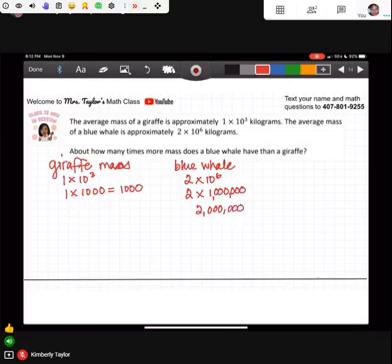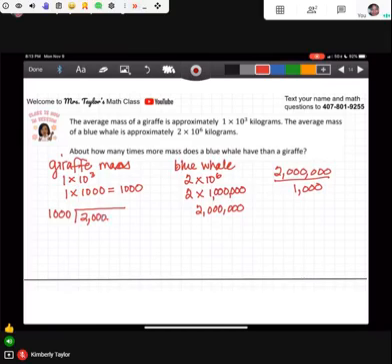And this is the mass of a blue whale. They want to know how many times more mass does a blue whale have than a giraffe. So you just go 2 million divided by 1,000. Okay? When you do that math, it comes out to be, and let me just show it because that's just what I do. Let's see, 1,000, and we have 2 million here.